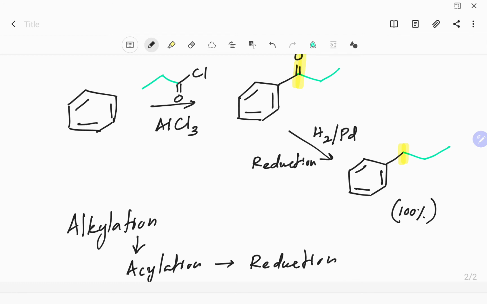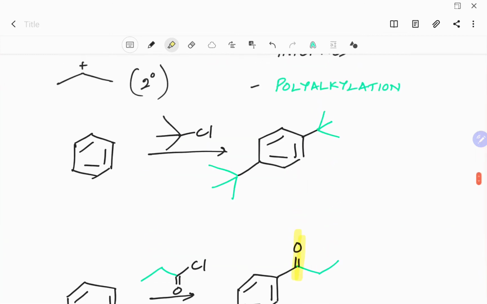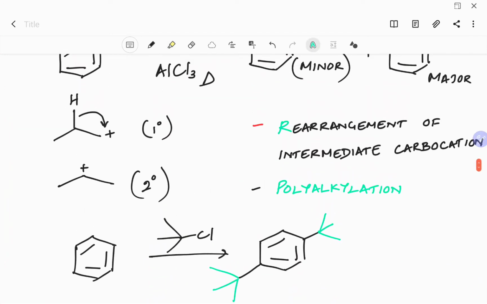Whenever you are planning on using alkylations, you might want to always worry about the limitations of alkylations, and if you feel these limitations could impact the alkylated product, the better way to do this is to go through acylation followed by reduction. This will give you your desired alkylated benzene without any of the limitations such as rearrangement or polyalkylation.